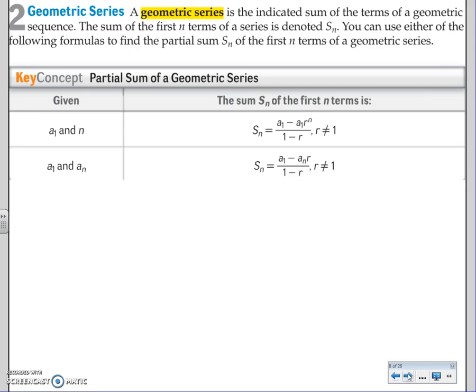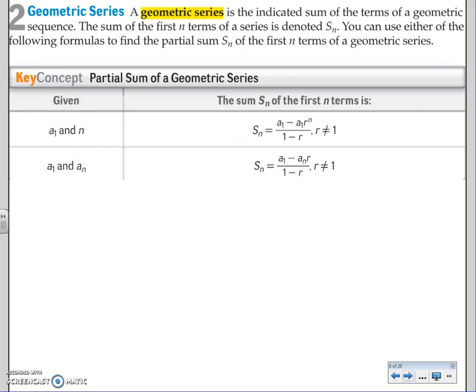Alright, we also have a geometric series. It's when you add up all the terms in the sequence. There's the formula. You can use either one. Notice r cannot equal 1 because that is a restriction. You can't divide by 0. So the only difference here is that you can use a1 times r to the n, or an times r with no exponent, or exponent 1. But they're the same thing. So it depends what you have. If you have a1 and n, use the top. If you have a sub 1 and a sub n, use the bottom.